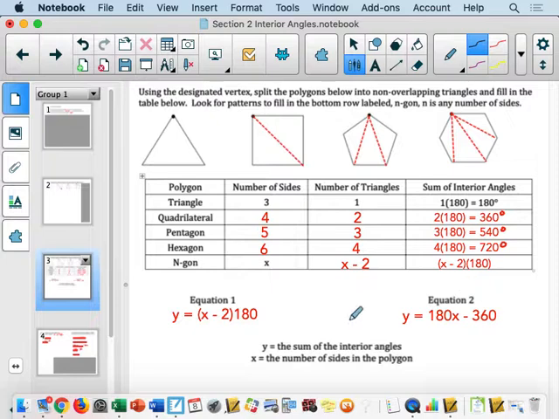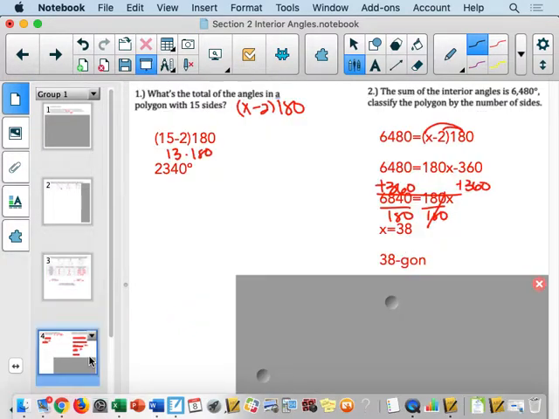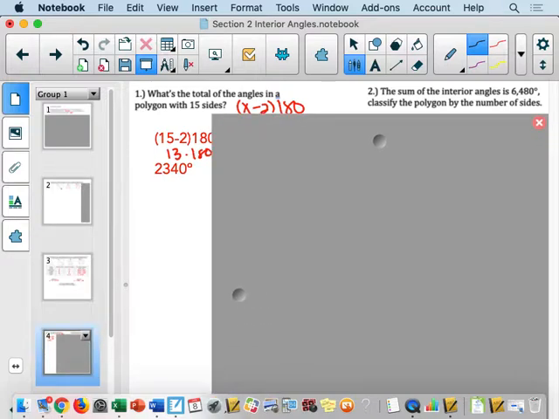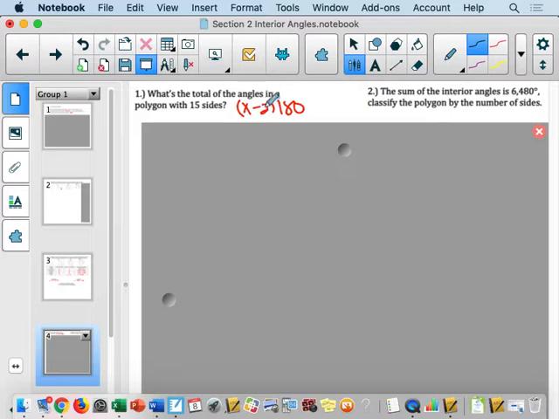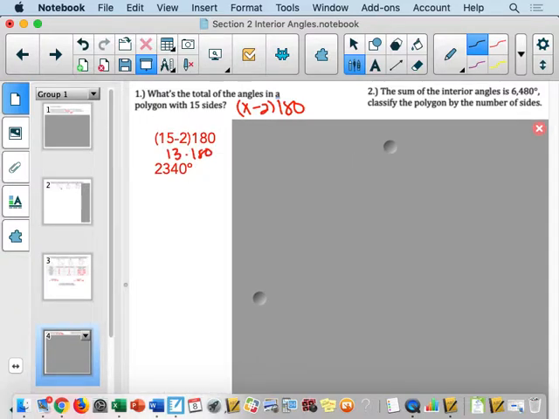So let's go ahead and practice here. How can we use these equations? Looking at example number 1, it says, what's the total of the angles in a polygon if it has 15 sides? So immediately think, oh yeah, x minus 2 times 180. Plug in 15. 15 minus 2 is 13. 13 times 180 in your calculator, you should get 2,340.